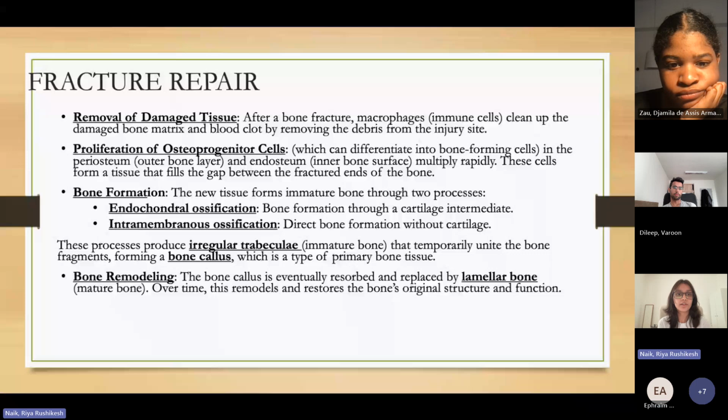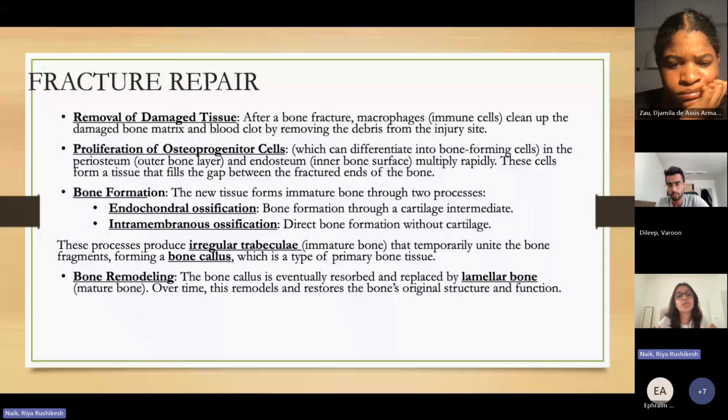I'm going to be talking about fracture repair. So, what happens when you have a fracture? The first step is that the macrophages from your immune system come and attack the damaged tissue, which removes the blood clots and the matrix, so that both ends of the broken bone are cleaned off.